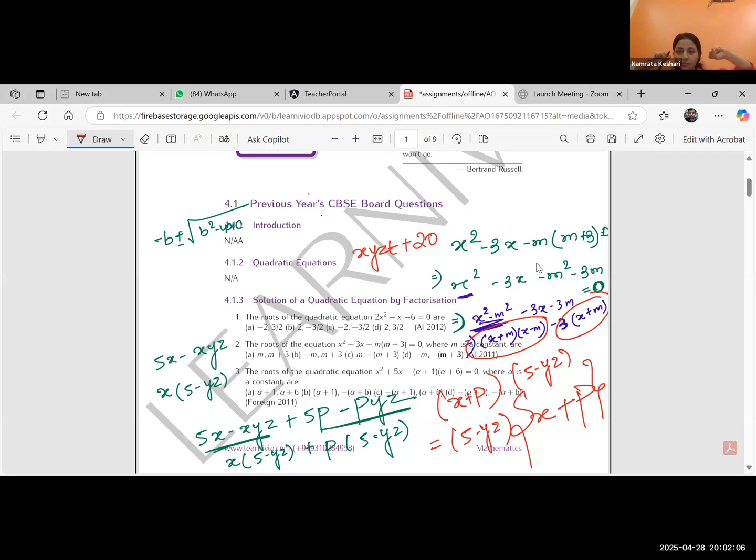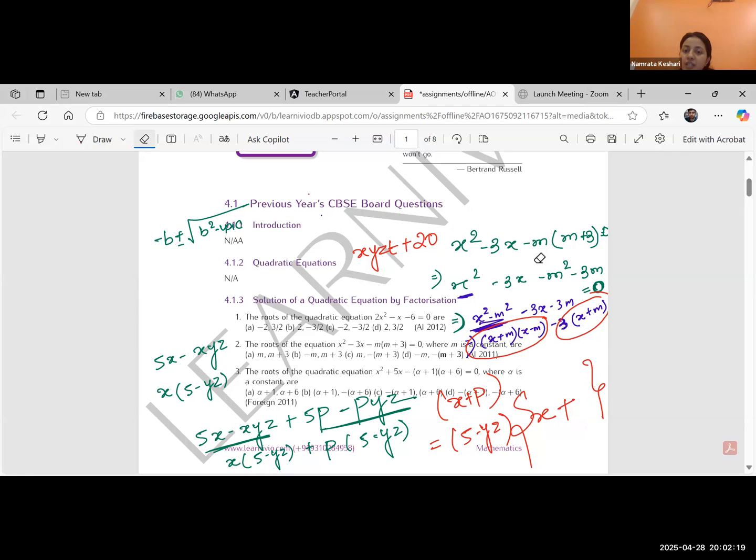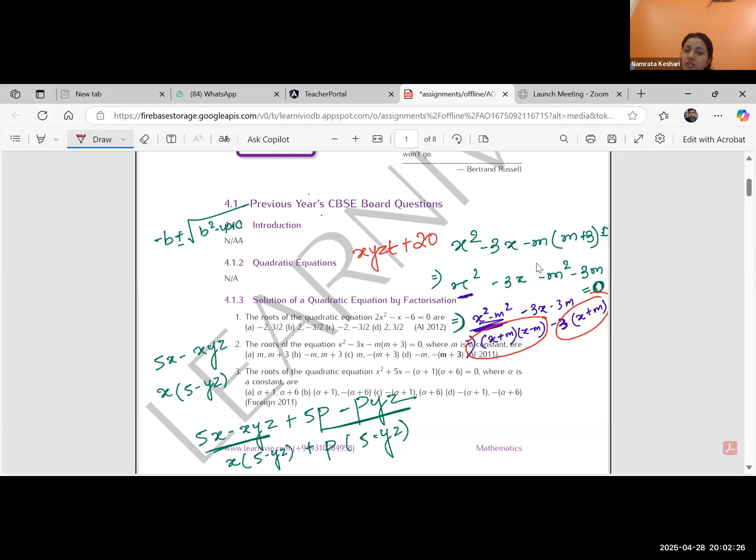Okay, in these two circles, what is common? Can you see x plus m is common? Yes, x plus m is common. So we can take out x plus m as a common factor from here, and the remaining I am going to show you. So we have x plus m, this is common, and what is remaining? From the first part, x minus m is remaining, and from the second part, only minus 3. Getting it?